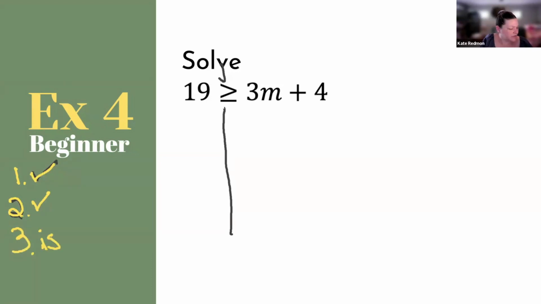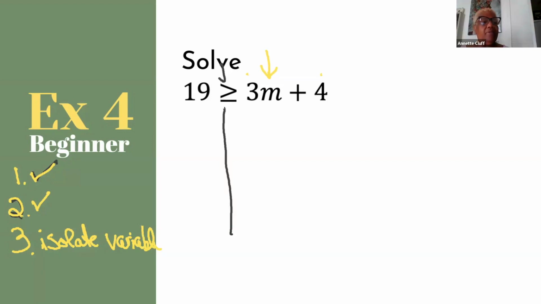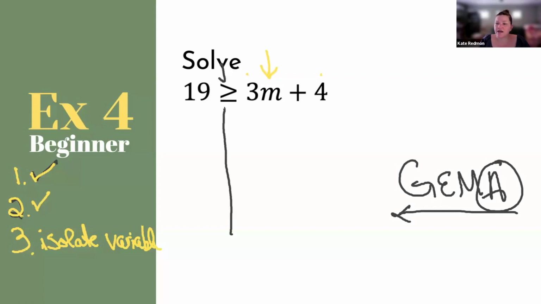Isolate the variable, get the letter alone. Well, there's my variable m. In order to get it alone on its side of the inequality sign, I have to get rid of the 3 and get rid of the 4. Solving hasn't changed. I have to use opposites on both sides. Remember that when we are solving, we work the order of operations backwards. So I'm going to get rid of anything that's adding or subtracting first. 4. How could I get rid of that 4? Subtract. Beautiful.